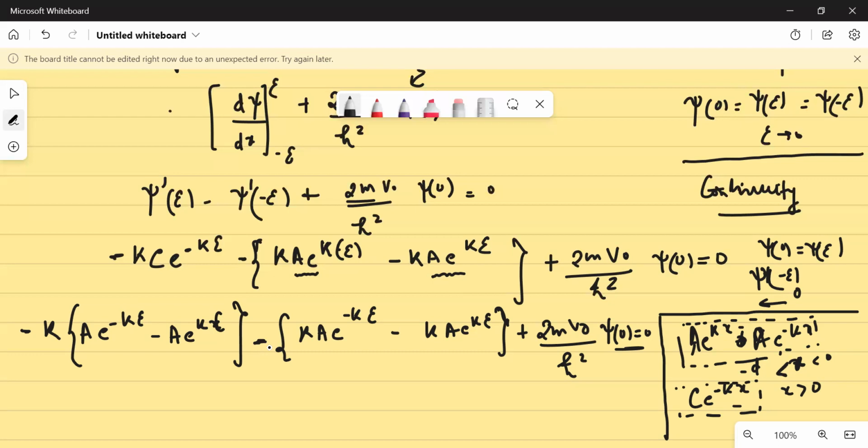Psi dash epsilon is fine. Minus k c e ki power minus k epsilon, that is absolutely fine. And that is psi dash minus epsilon would give me k a e ki power k epsilon. Theek hai, ye bhi galat nahi hai. Minus epsilon place karenge toh kya aayega? And then you have this minus k a e ki power of k epsilon.